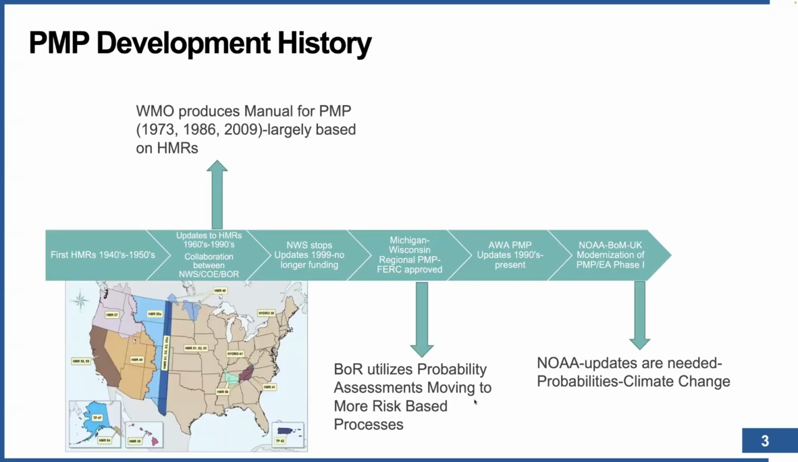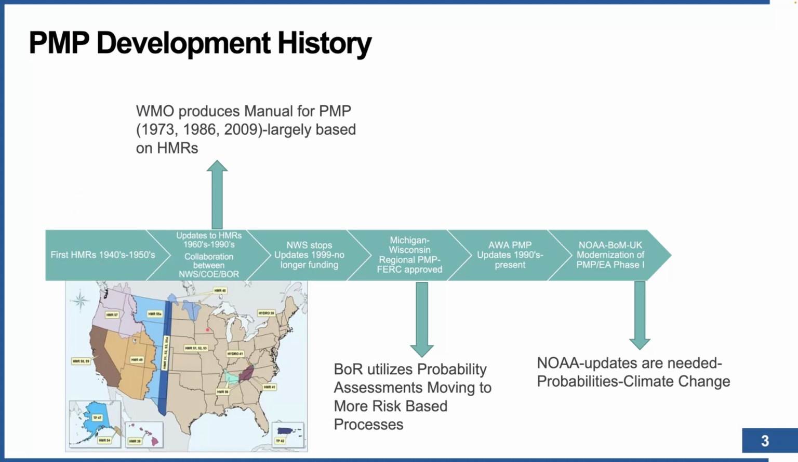First of all, on the history of probable maximum precipitation. In the United States, probable maximum precipitation first really came into play back in the early 1940s for a study that was done in the northern New England region, called Hydrometeorological Report 1. And at that time, it was called maximum probable precipitation. So the definition and name has certainly changed over time.